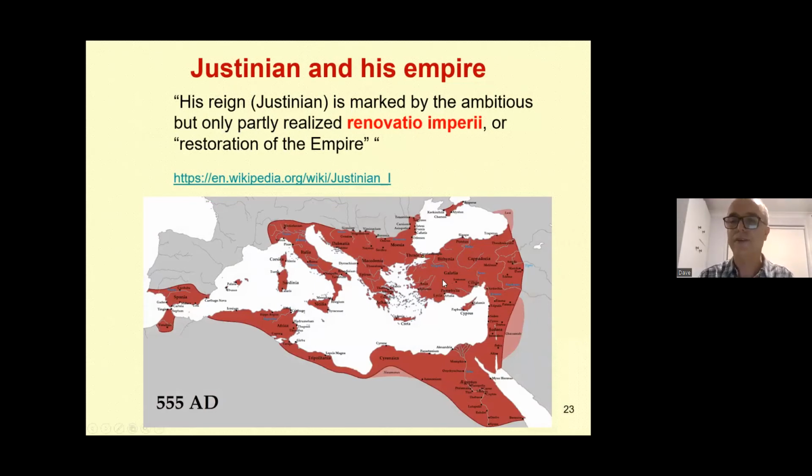You may have heard of this guy before. And this guy in Constantinople had the ambition of reviving the imperial rule over the West. And so he and his general Belisarius swiftly conquered the Vandal kingdom in North Africa. He conquered the Ostrogoths, and he reclaimed for the empire the Italian peninsula.